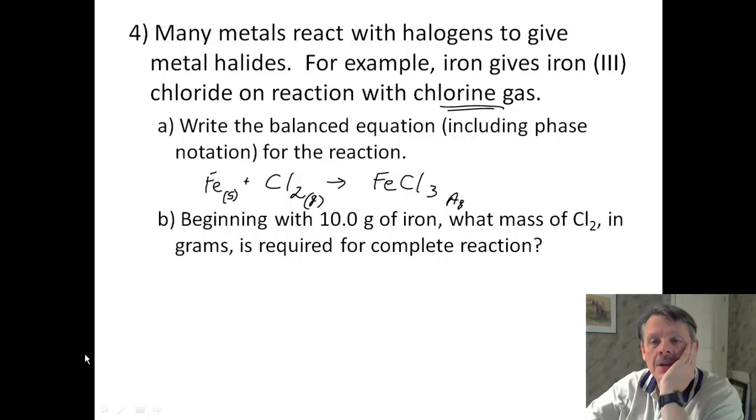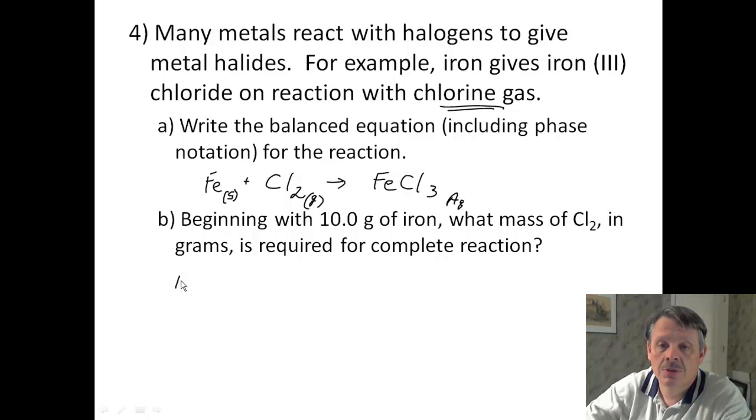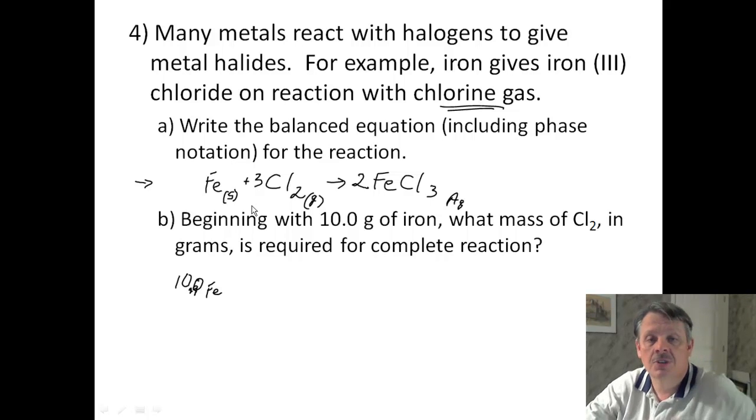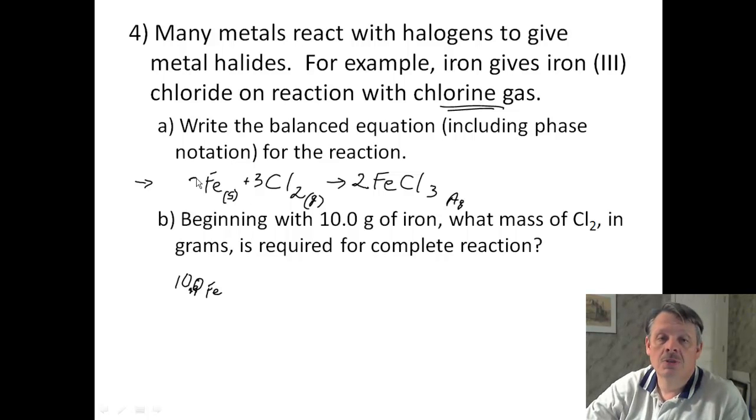Now, beginning with 10 grams of iron, what mass of chlorine in grams is required for a complete reaction? So we start with 10.0 grams of iron. Now we have to use this equation up here, but it's not balanced yet. The reason is you have 2 chlorines on the left and 3 on the right. That means we have to put a 2 in front of our iron chloride and a 3 in front of our chlorine to balance it, which gives us 6 chlorines on both sides. We also need 2 in front of the iron so that we can have 2 irons on both sides.